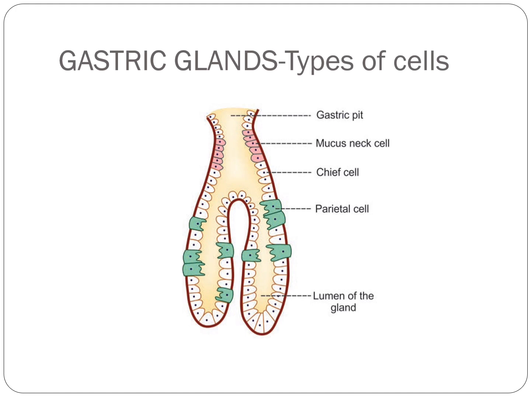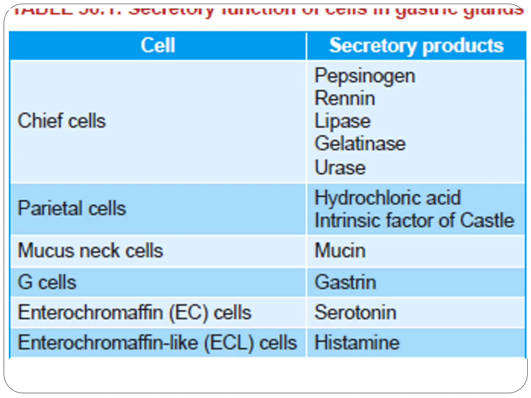This is the gastric gland. It contains chief cells and parietal cells. This is the lumen of the gland. Then types of cells and their secretions.